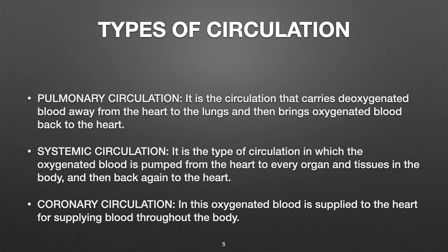Next is systemic circulation. It is a type of circulation in which oxygenated blood, that is present in the left ventricle, is pumped from the heart to every organ and tissue in the body and then back again to the heart. That is called systemic circulation. And the third is coronary circulation. In this, oxygenated blood is supplied to the heart for supplying blood throughout the body.